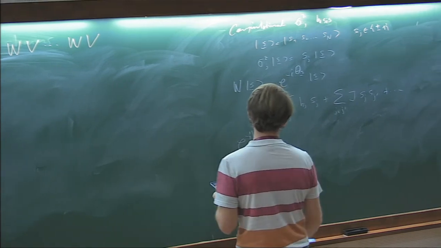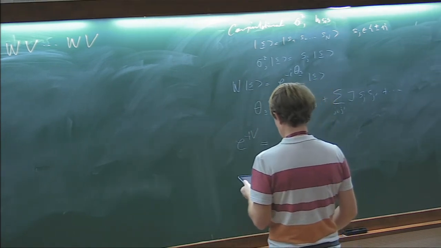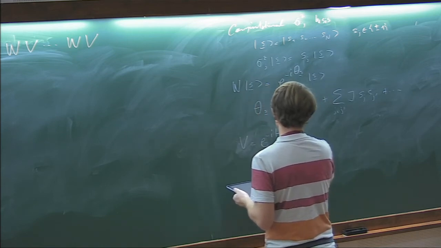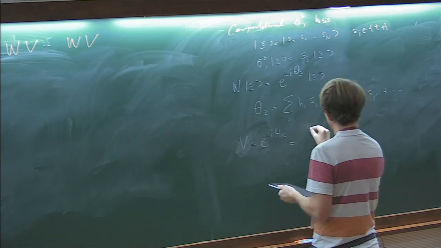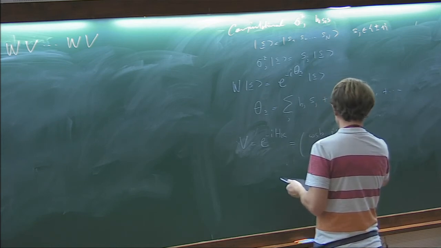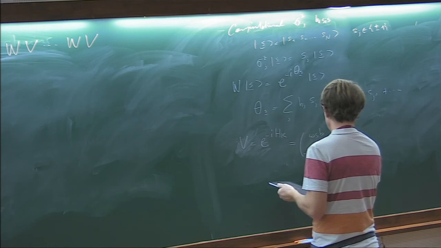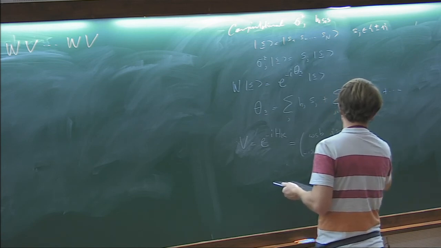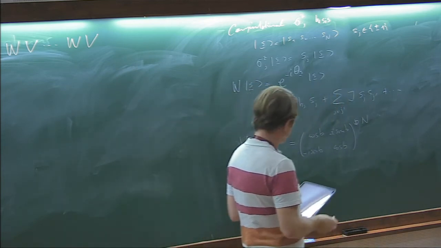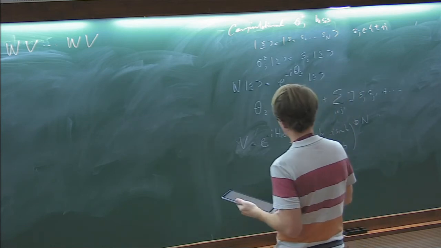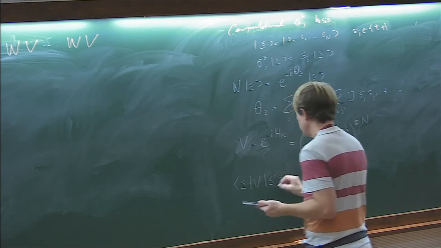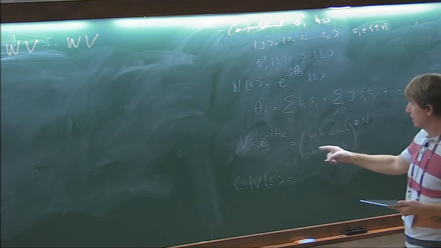So e to the minus i h kick in this basis is equal to a tensor product of matrices with cosine b on the diagonal and minus i sine b off the diagonal. Which means this is also very simple, which means that if I take a matrix element of V between two classical spin configurations, then this will be just a pure product.